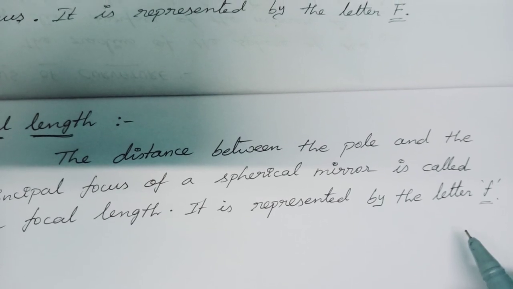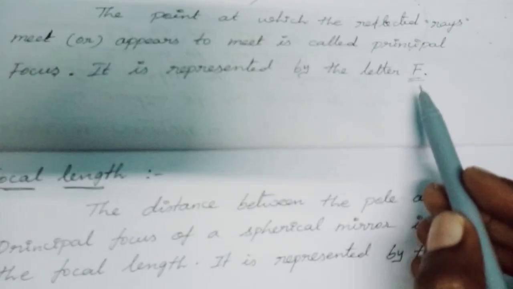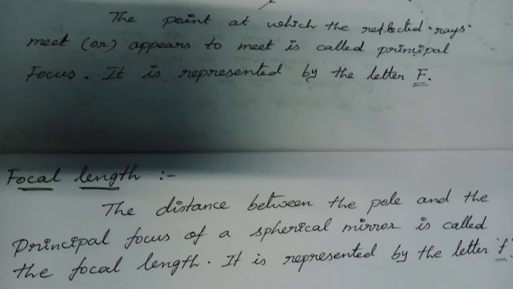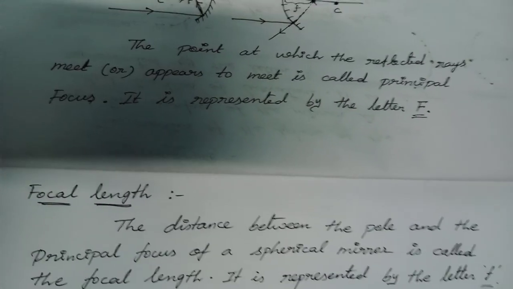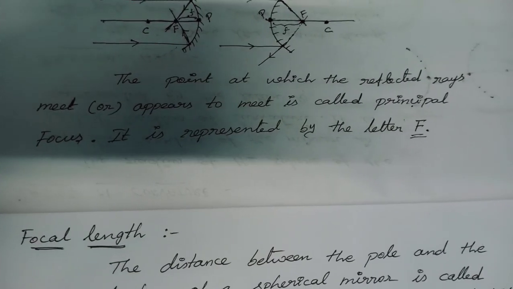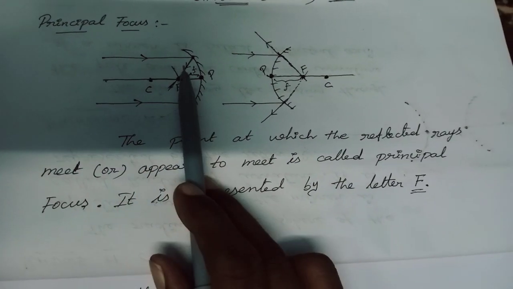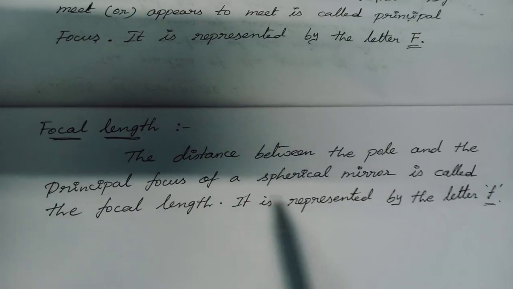Be clear about these, children, because capital F is nothing but what? Principal focus. Capital F is principal focus. And small f is what? Focal length. Small f is focal length. Is it clear, children? Right? So be clear about the principal focus and the focal length.